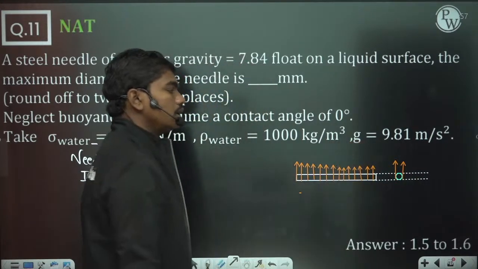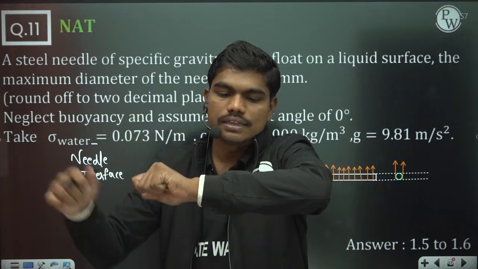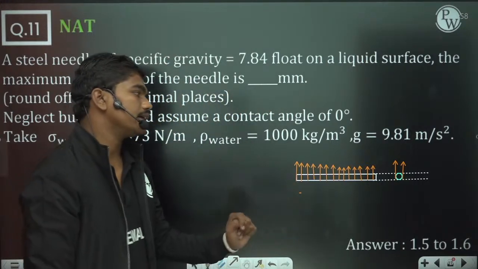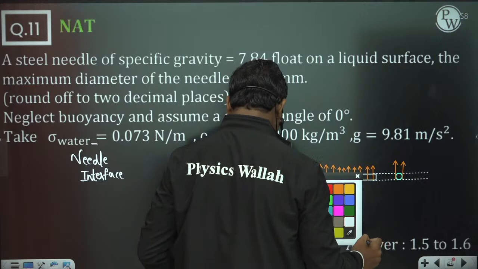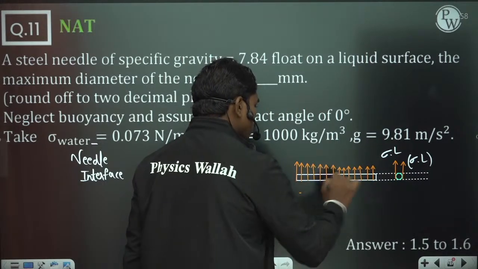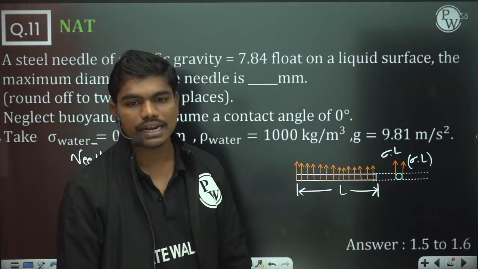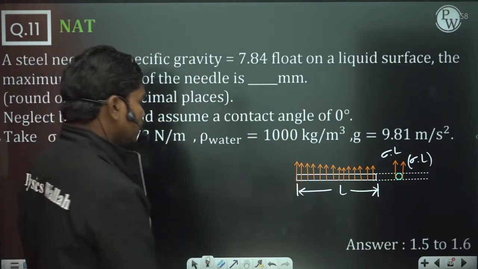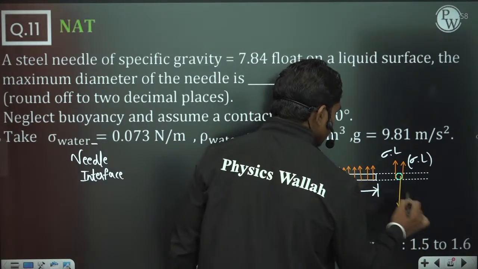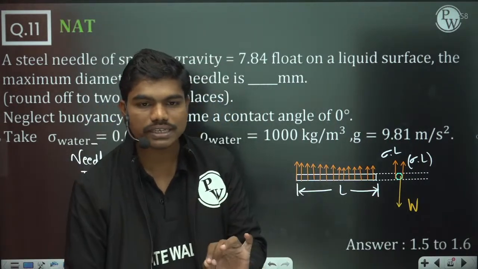So this is basically the surface tension force acting all over the surface. Let us suppose this is my needle, then there is surface tension force along this edge, and also from the inner edge there is a certain surface tension force. That's what I have taken here. Now you know this surface tension force is sigma into L, and this one is also sigma into L, because sigma is per unit length. So L is the total length of the needle. The needle weight W is acting in the downward direction. So this weight W is balanced by 2 times sigma into L. Did you all understand how we have sigma into L here?